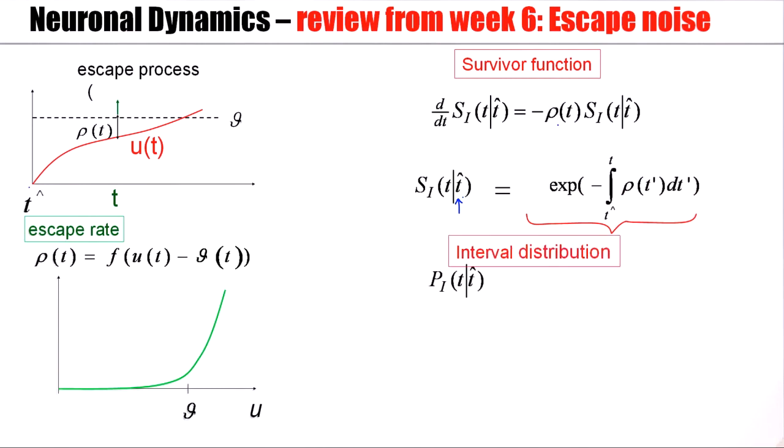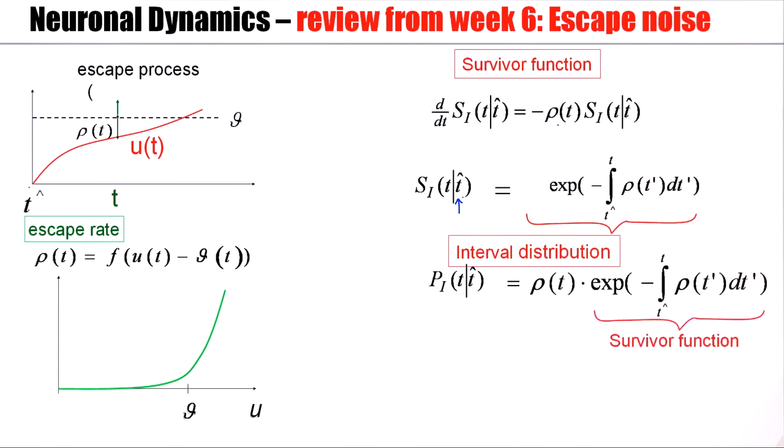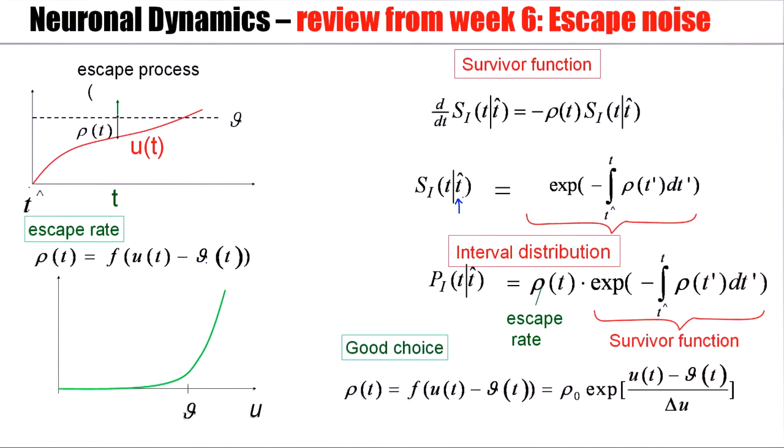Similarly, we may ask for the time-dependent interval distribution, and it turns out in order to fire the next spike at time t, the neuron has to survive from t hat to t, and then it has to fire. So we have an expression for the interval distribution. And this works for all sorts of escape rate functions. However, formulas turn out to be particularly nice if, as an escape rate, we take the exponential one. Now that's cool, because the exponential one fits well experimental data measured in cortical slices.